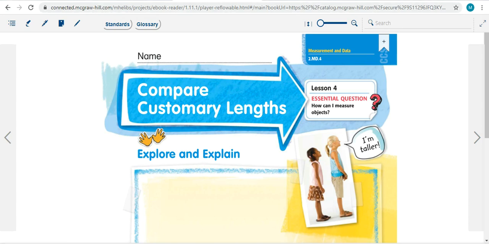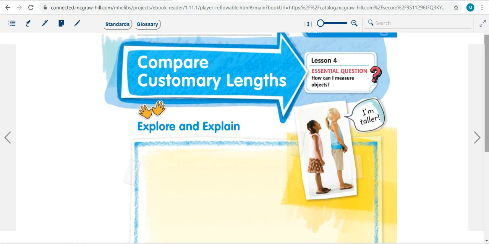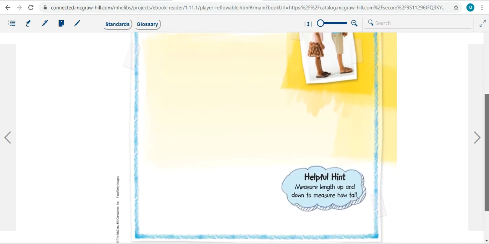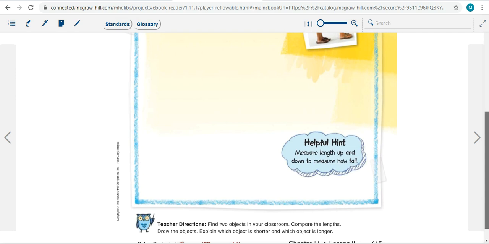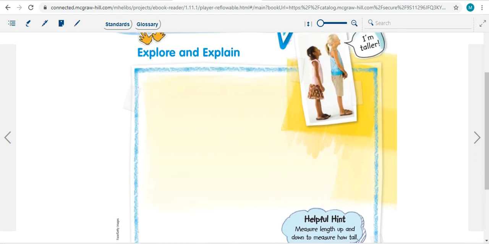Now, please open up your books on lesson number 4, page 665. We are going to compare customary lengths. Now, find two objects in your classroom, compare the lengths, draw the objects, and explain which object is shorter and which object is longer. Okay, so let's say that we are going to draw to compare two different objects.